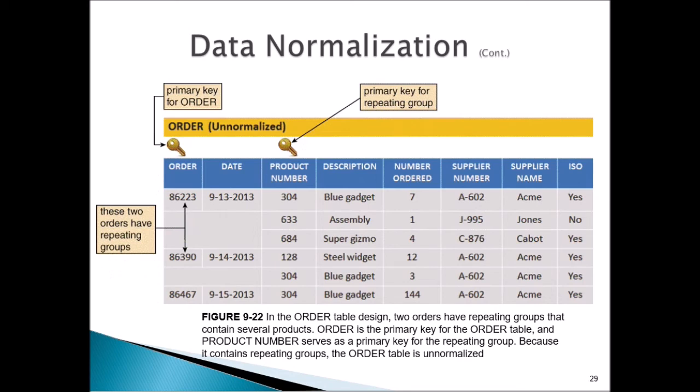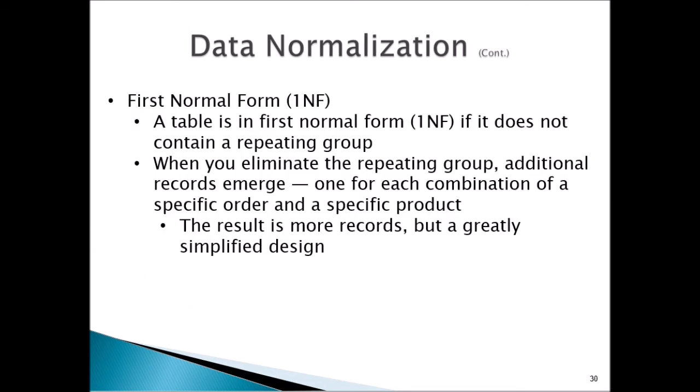Now we're going to go ahead and discuss first normal form, or 1NF. A table is in first normal form if it does not contain a repeating group. When you eliminate the repeating group, additional records emerge, one for each combination of a specific order and a specific product. The result is more records, but a greatly simplified design. So we're going to take a look at something really similar now, but in first normal form.